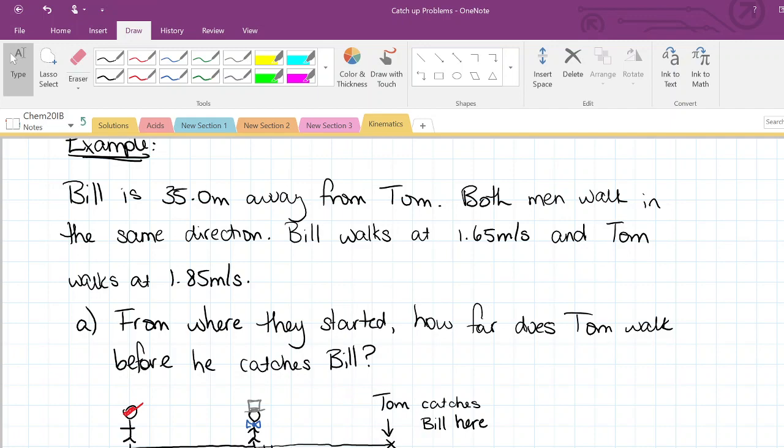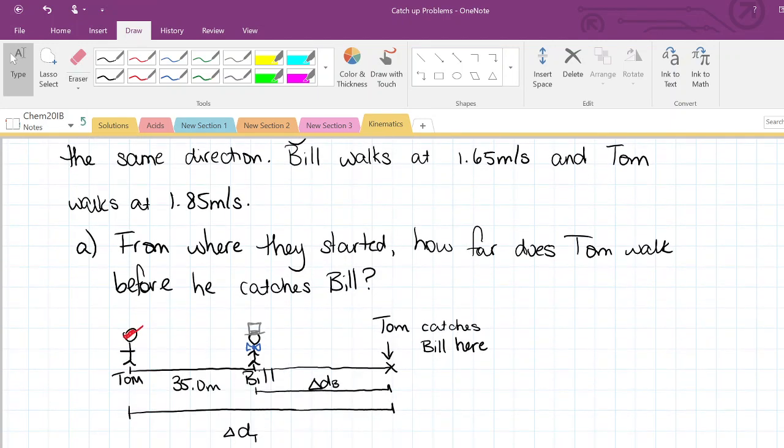And with these problems, guys, it's really beneficial. I know I've said this before, but it's really beneficial if you guys can set up a bit of an image for yourself or kind of picture it in your mind's eye. I like drawing my images down. So I have Tom is right here. He's 35 meters behind Bill, right? So they're separated by a distance of 35 meters. Here's Bill.